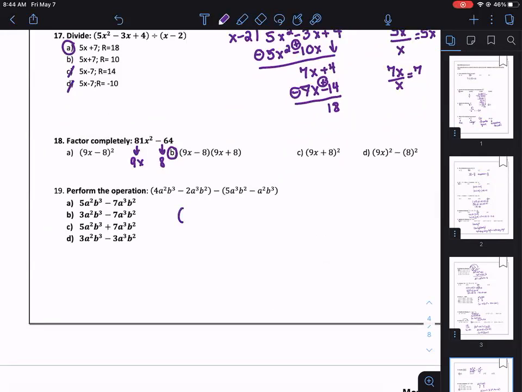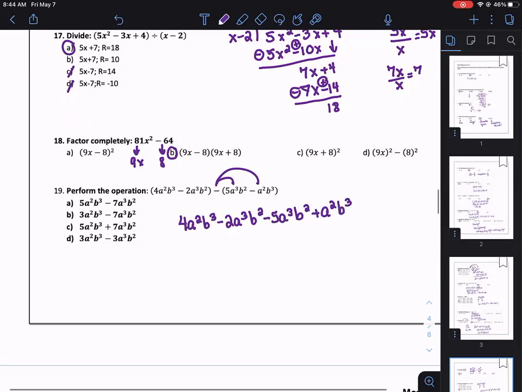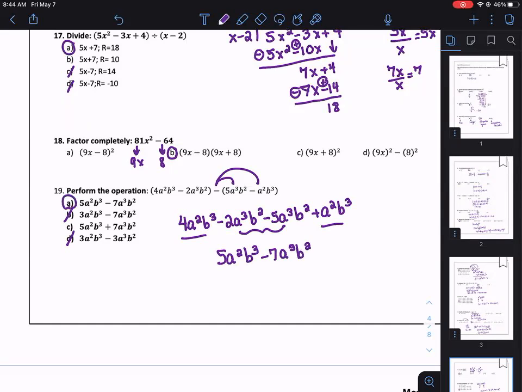Whenever we have any sort of subtraction, we must distribute the negative. So we will have 4a squared b cubed minus 2a cubed b squared minus 5a cubed b squared plus a squared b cubed. The 4a squared b cubed and the a squared b cubed will become a 5a squared b cubed. So you can already probably eliminate those two choices. And then these two terms will combine to a minus 7a cubed b squared. And that would be choice A.